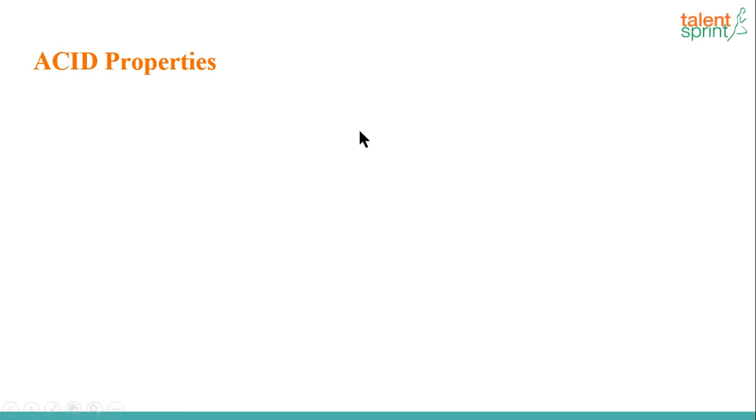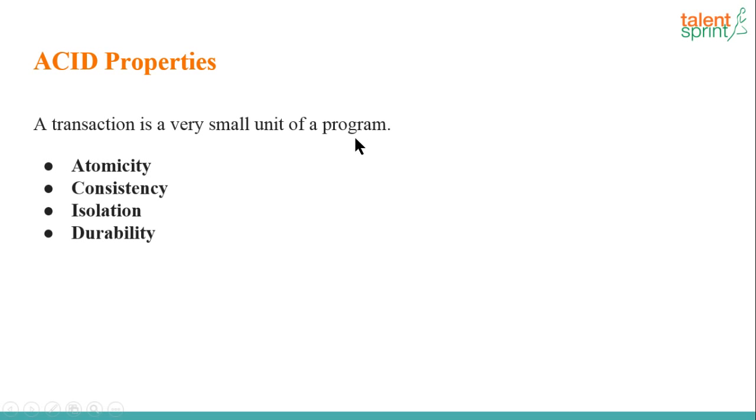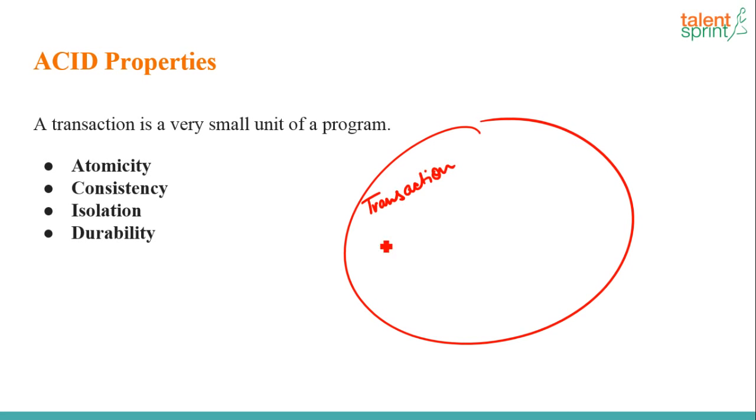So let's take a look at the ACID properties one by one. Okay. So a transaction, what is a transaction? And when you talk of a transaction, what do you mean by it? It is simply a group of tasks. A transaction consists of a group of tasks.